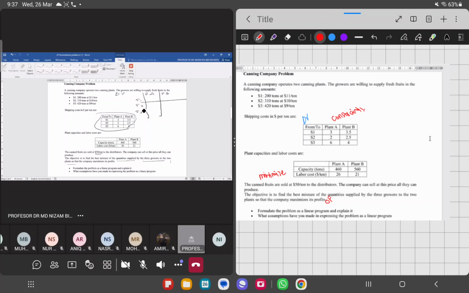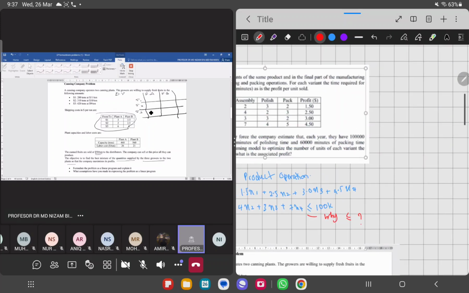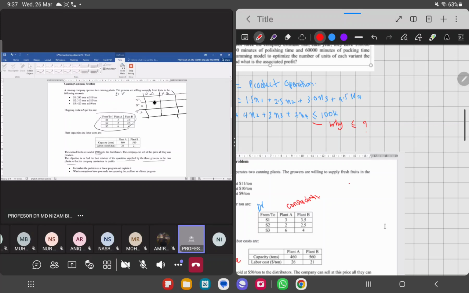Okay. So I have to decide how many tons supplier 1 will supply to plant A and plant B. How many tons will supplier 2 supply to plant A, plant B? How many tons will supplier 3 supply to plant A, plant B?